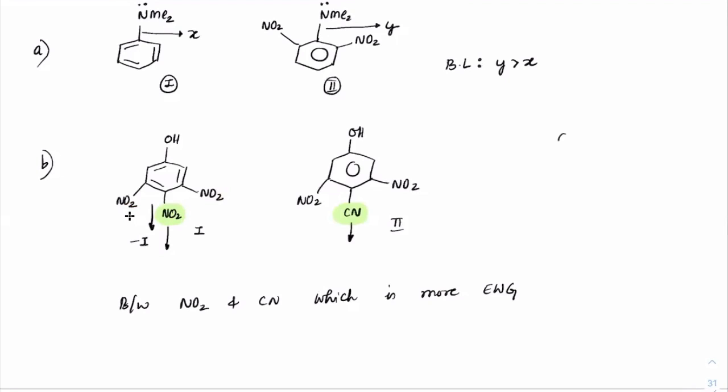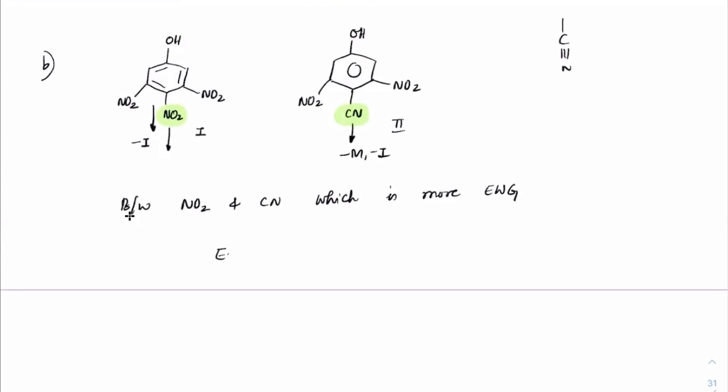Cyanide would be like this, right? C triple bond N. It is linear. So linear molecules do not experience any repulsions from these bulky ortho groups. So here this will show both -I as well as -M effect. So which is more electron withdrawing, students, here? Correct. So cyanide is more withdrawing than NO2 groups.